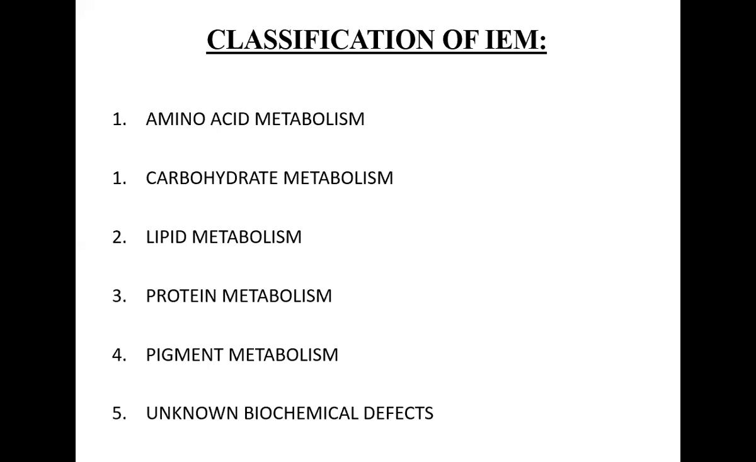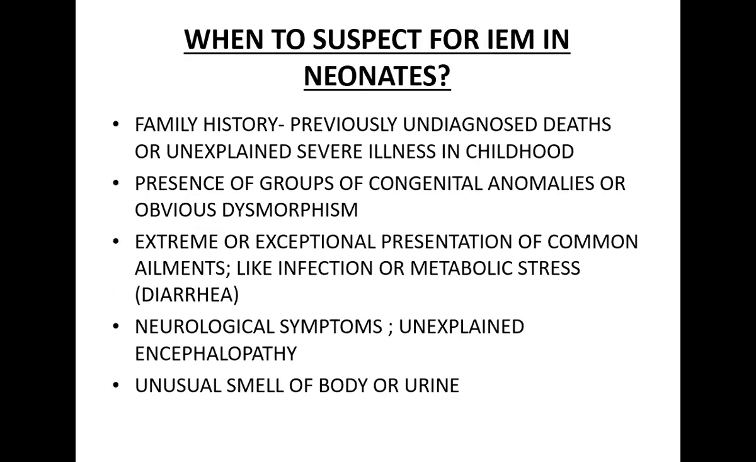Classification of inborn errors of metabolism. It can be an error in amino acid metabolism, carbohydrate metabolism, lipid metabolism, protein metabolism, pigment metabolism, or unknown biochemical defects. When to suspect inborn errors of metabolism in neonates? You can look for the family history, previously undiagnosed death or unexplained severe illness in childhood, presence of a group of congenital anomalies or obvious dysmorphism, extreme or exceptional presentation of common ailments like infection or metabolic stress like diarrhea, neurological symptoms, unexplained encephalopathy, and unusual smell of body or urine.